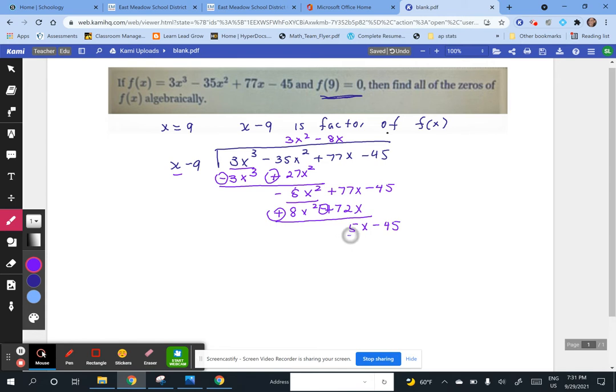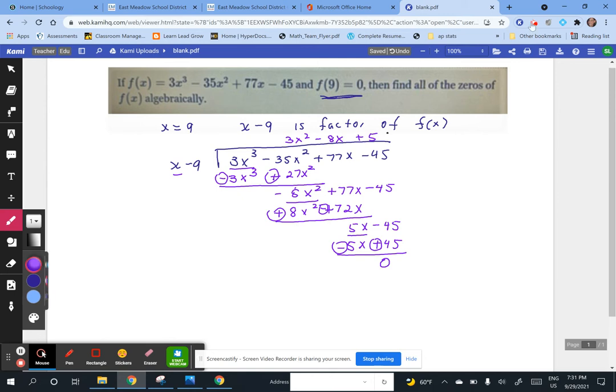And we do it one more time. 5x divided by x is positive 5. We multiply 5 times x minus 9 to get 5x minus 45. We change the signs and we add down, and notice we have a remainder of 0. That means that x minus 9 is a factor of that function f of x.